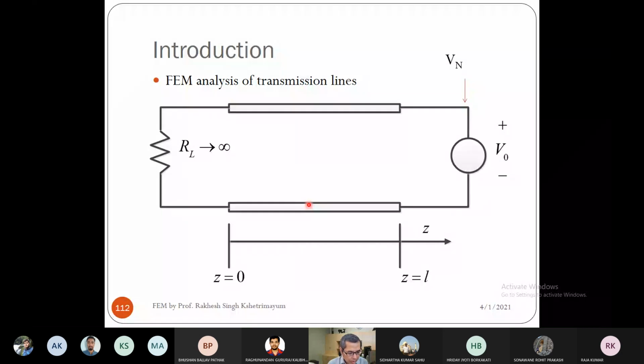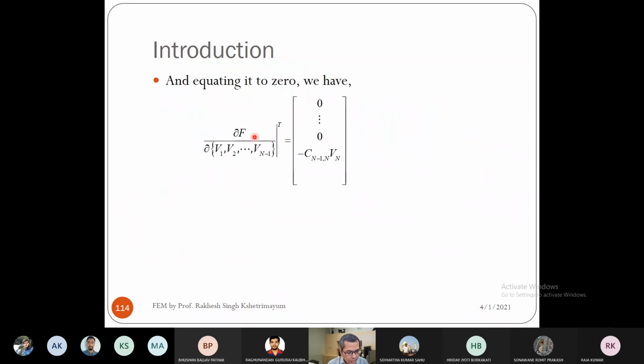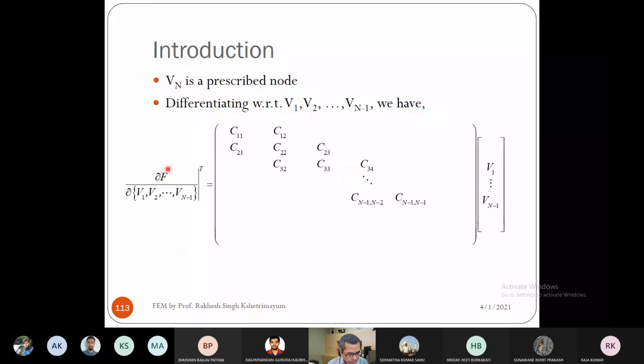So when I do the partial derivative of the functional with respect to B1, B2 up to Bn minus 1, I will not do it for Bn because Bn is already known to us. Bn is prescribed. So when I do that, what I'm getting is something like this. Then you equate it to 0. But then what is the last term?